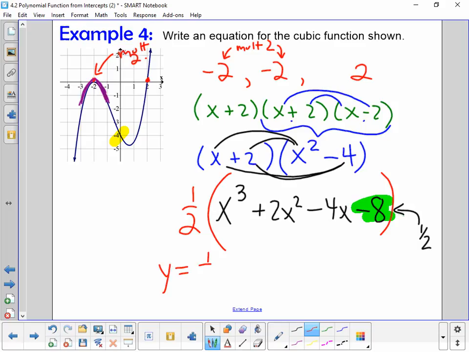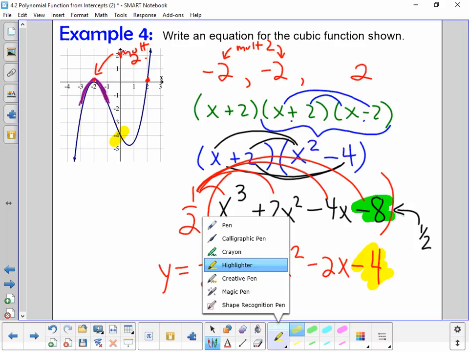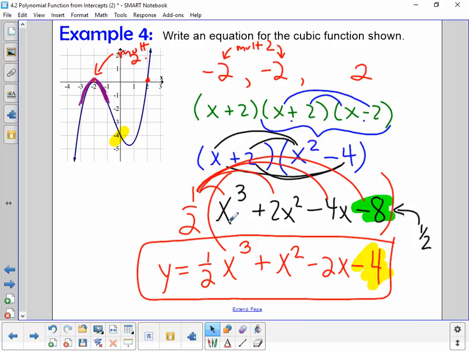So we'll have a 1/2 x to the third. Well, 1/2 times 2x squared is just x squared. 1/2 times negative 4x is negative 2x. And the 1/2 times the negative 8 gives me negative 4. And it now has the correct y-intercept that matches the graph. That is my function. And I am finished. I have adapted it to be the correct function.